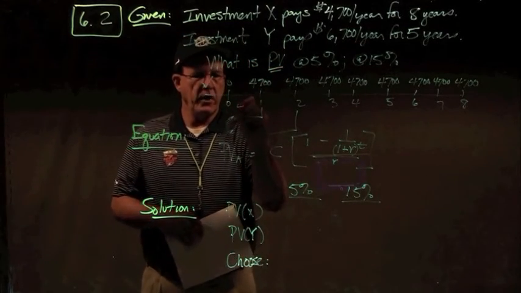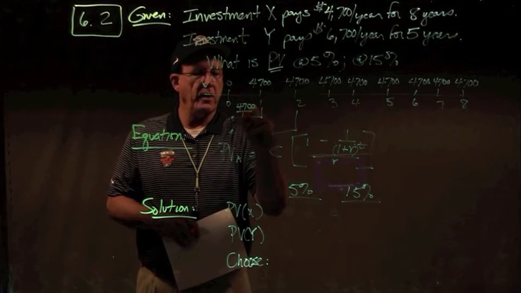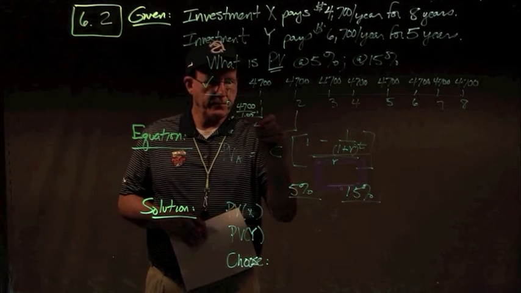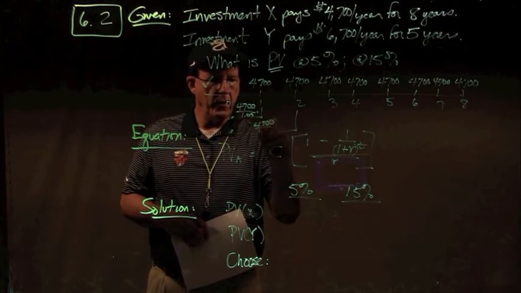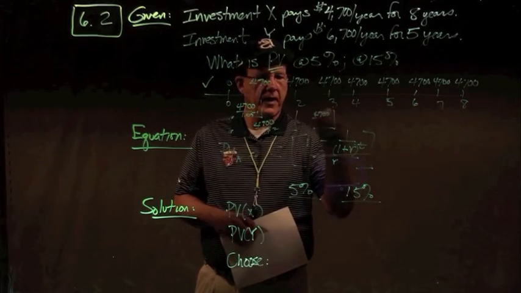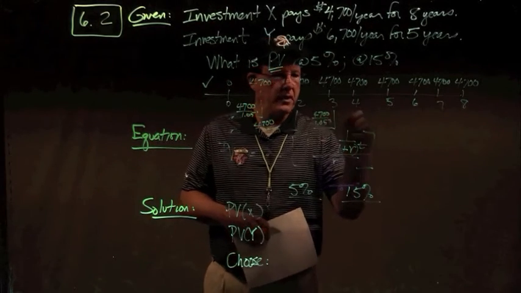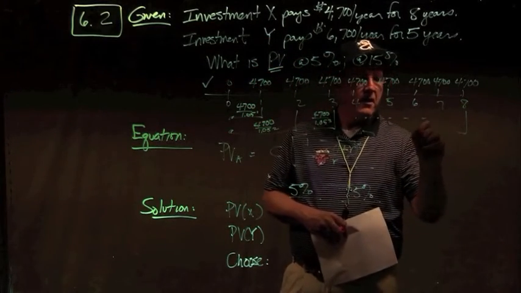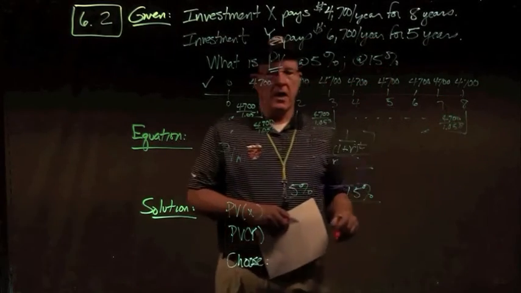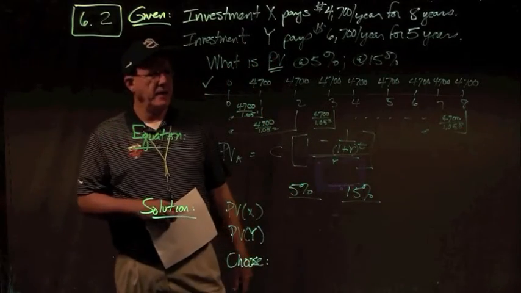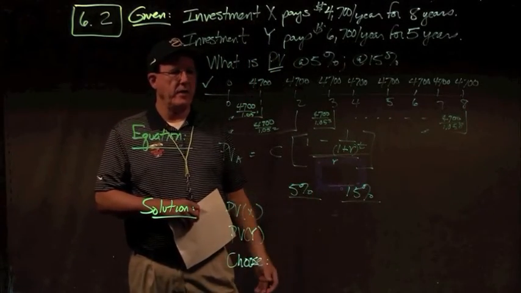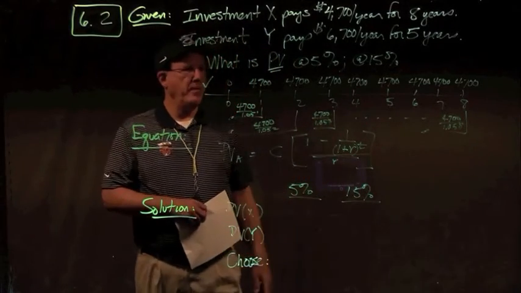I could take 4,700 and divide it by 1.05 to the first, 4,700 divided by 1.05 squared, and so on. 4,700 divided by 1.05 cubed, dot, dot, dot, all the way out to 4,700 divided by 1.05 to the 8th. There I have the chance of making 9 mistakes. Each one of these I might divide incorrectly, write it down incorrectly, whatever, and then when I sum them all up, I might make a 9th mistake.